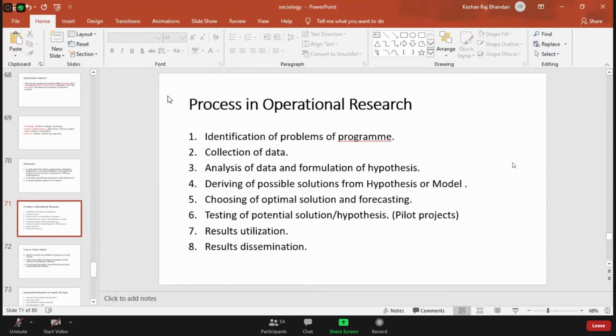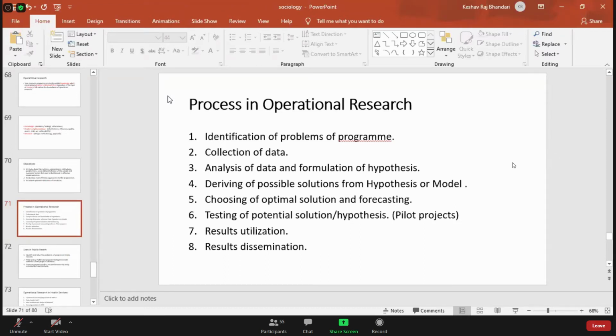First is identification of the problems of the program. Like I said, for example, in the case of the immunization program, what are the problems of the immunization program? We first identify the problems. Are there any problems for the consumers, can they not reach the immunization site, or are the vaccines not effective, things like that. So first find out the problems and the effectiveness of the program.